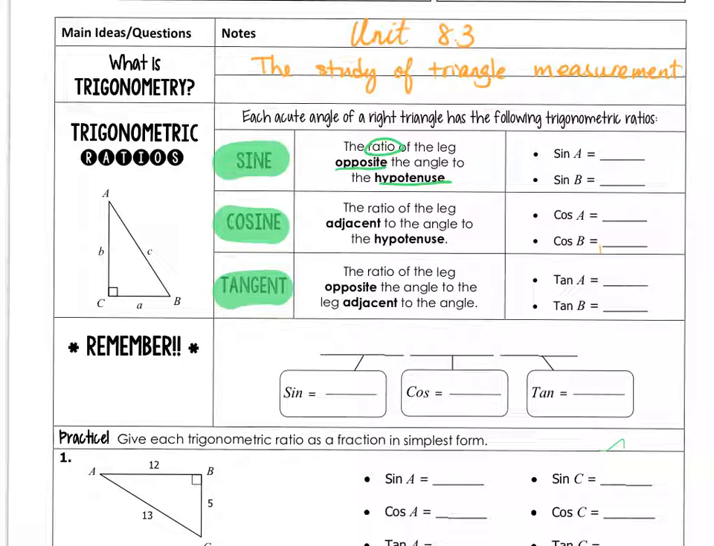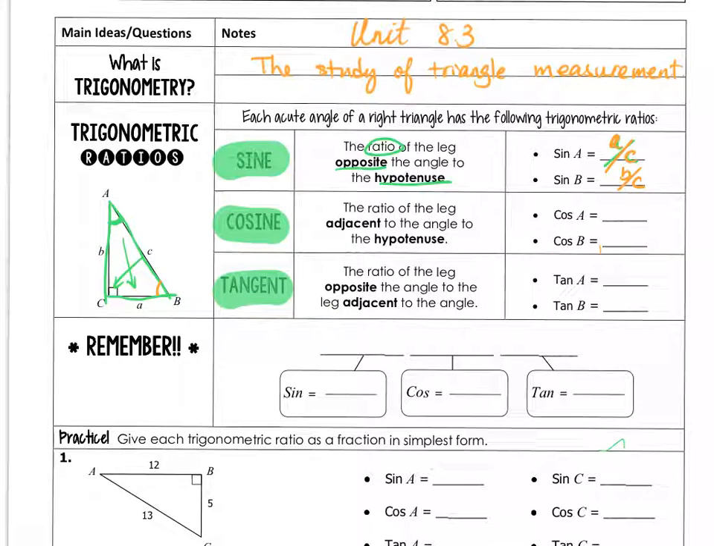In our example on the left, I have triangle ABC. If I'm looking at angle A, the opposite of angle A is my side length a. And my hypotenuse, which is opposite the 90-degree angle, is c. So it's opposite over hypotenuse. If I look at angle B, my opposite is small b, and my hypotenuse is still c.